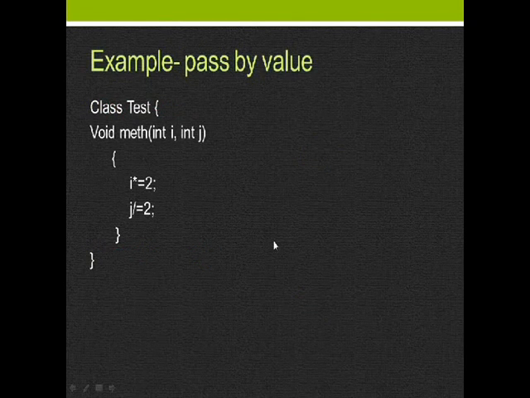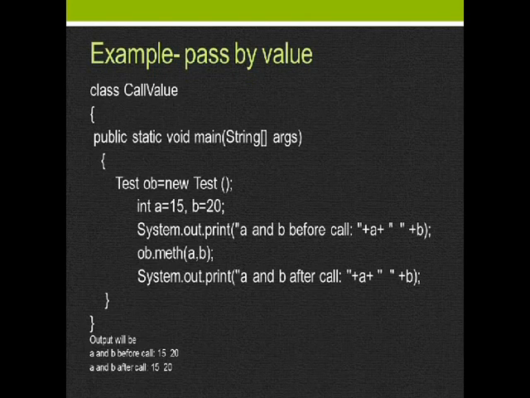This is an example of pass by value, that is call by value. Class Test, void math, int i, int j. Inside, i *= 2 means i equals i multiplied by 2, and j /= 2 means j is assigned j divided by 2. And let us see what happens.